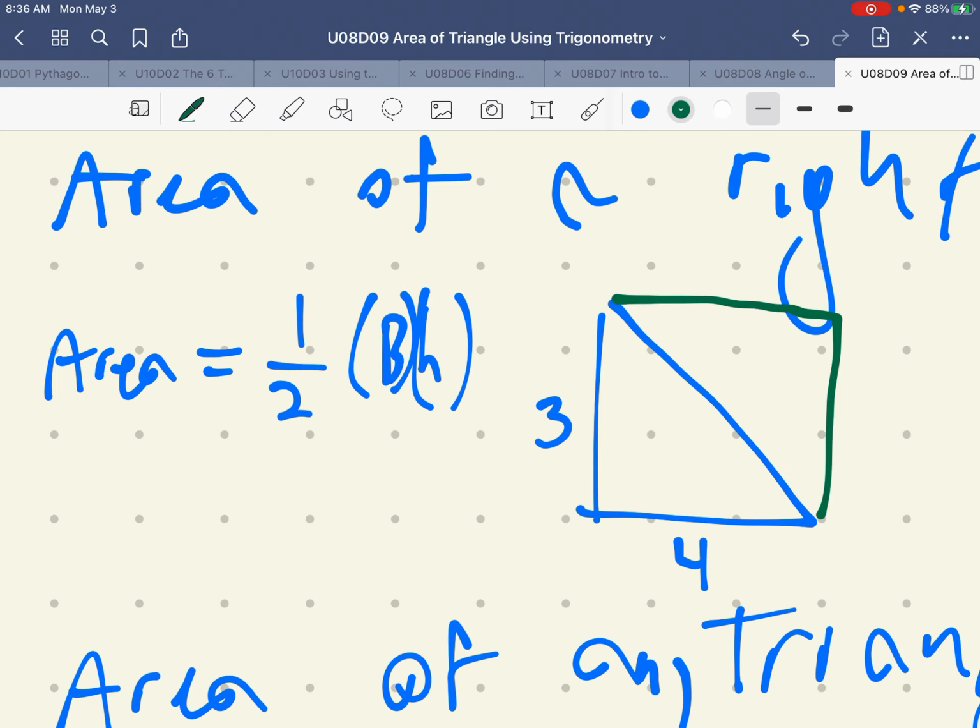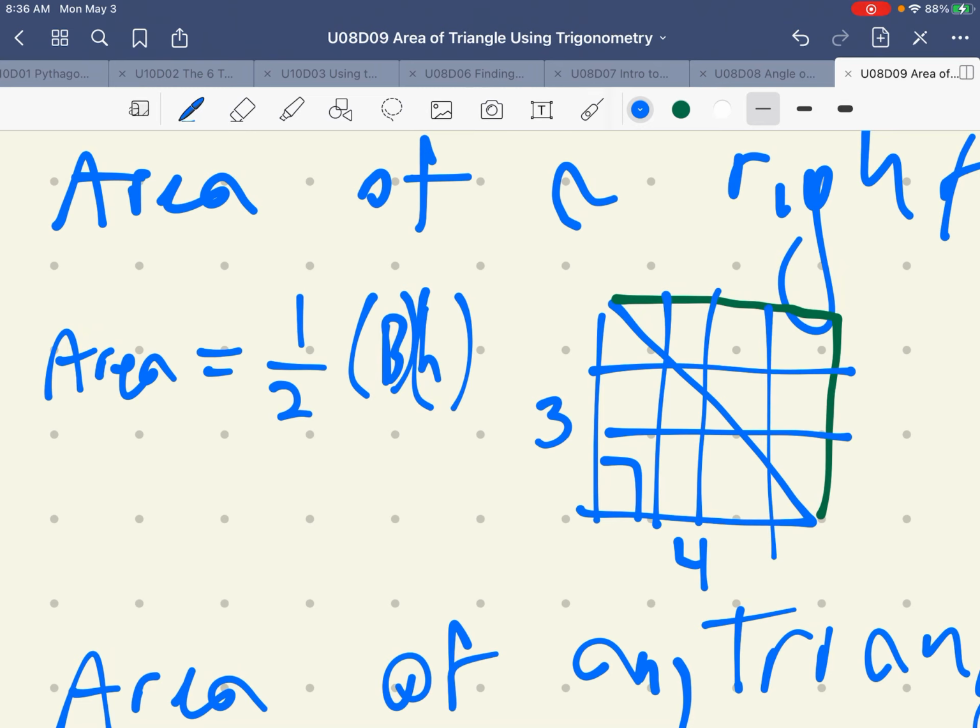If I were to just draw another right triangle on this side, we would see that this is a rectangle with an area of 12. So therefore, half of it should be a triangle with an area of 6. So this is 3 units along this way and 4 units along this way. This half will have 6 of the area of the rectangle, and this will have the other 6.